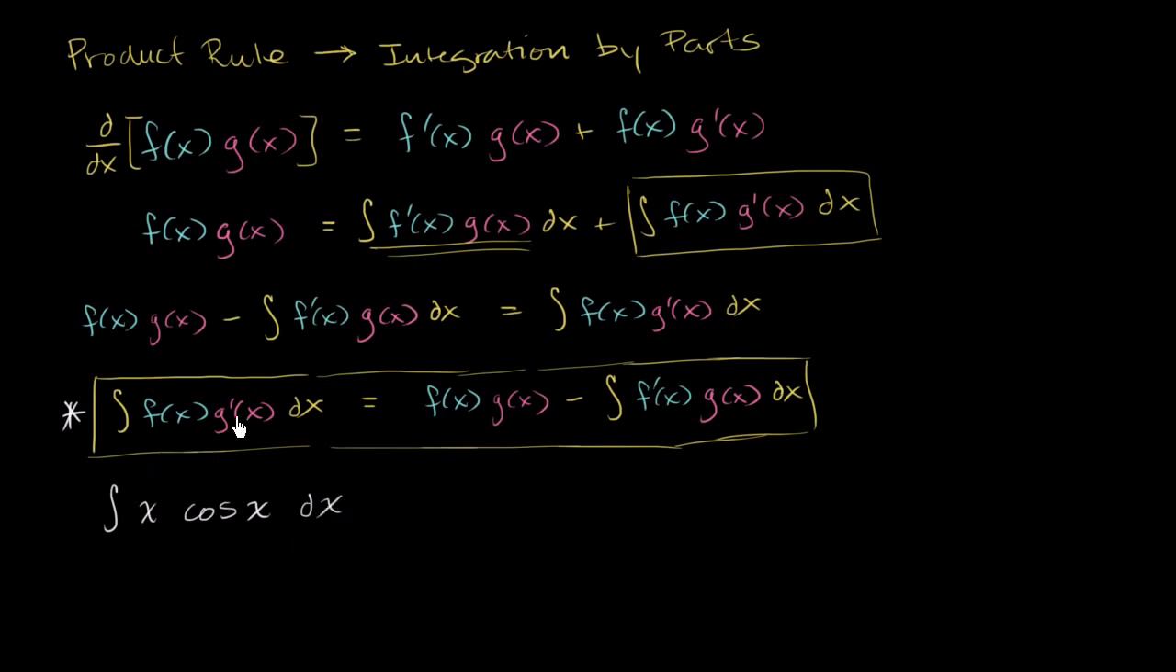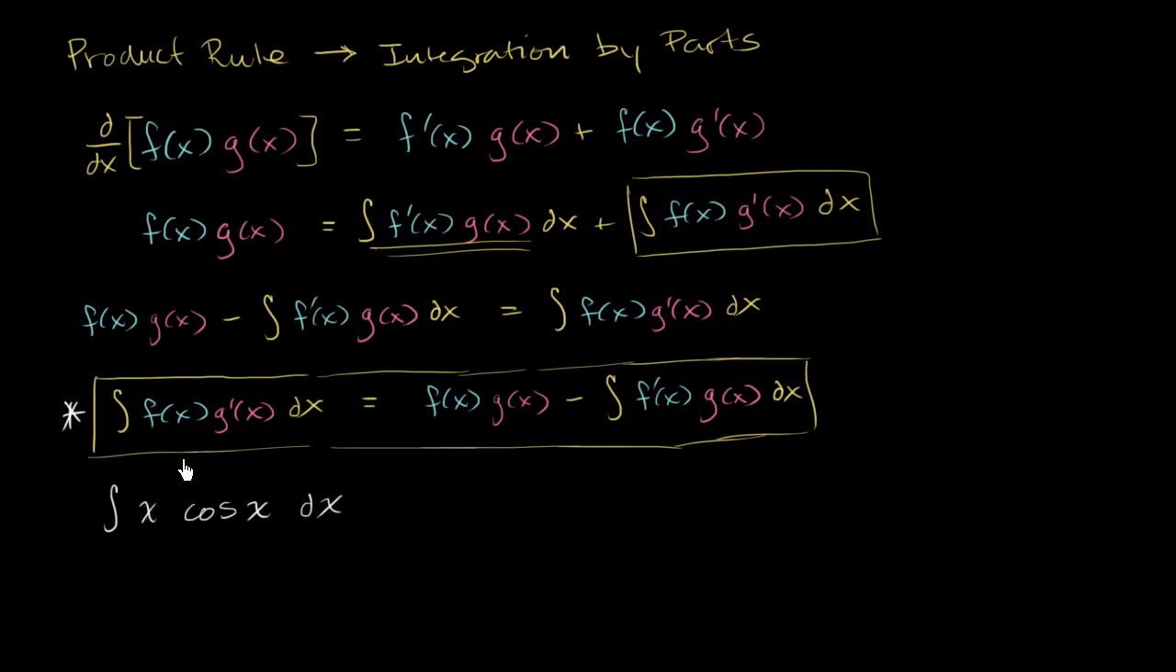Now, if you look at this formula right over here, you want to assign part of this to f of x and some part of it to g prime of x. And the question is, do I assign f of x to x and g prime of x to cosine of x, or the other way around? Do I make f of x cosine of x and g prime of x x?